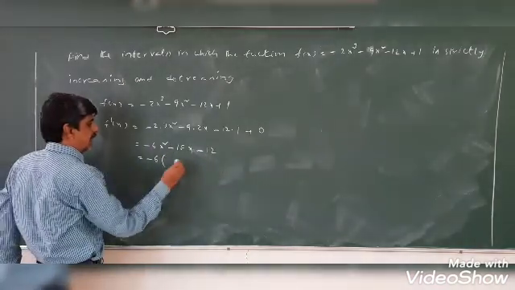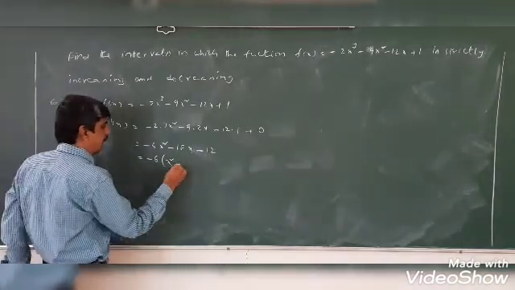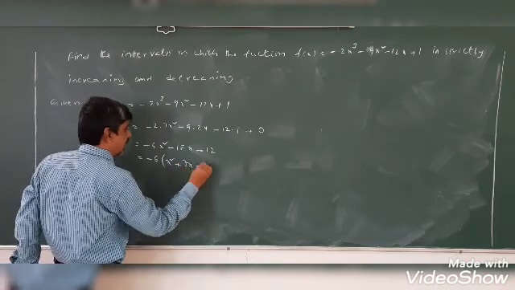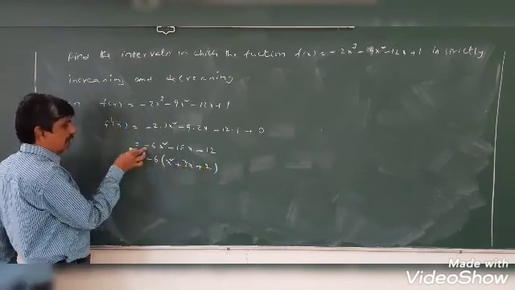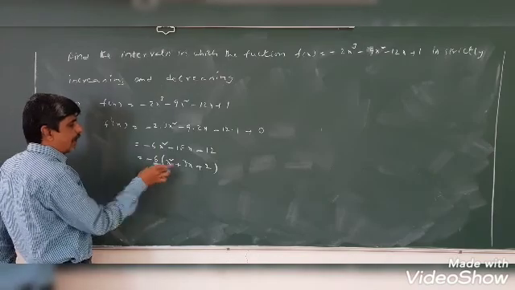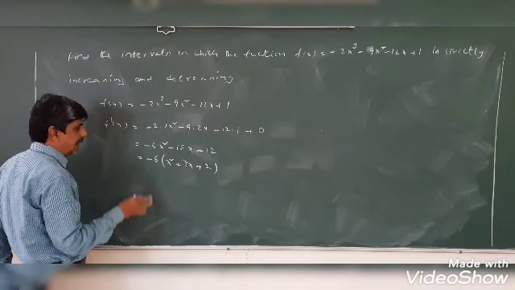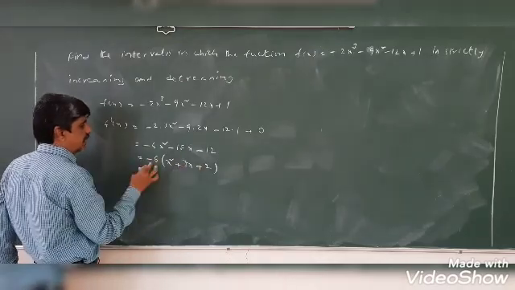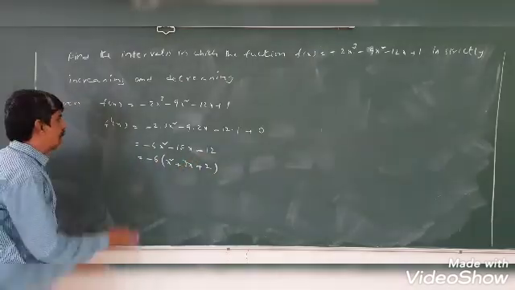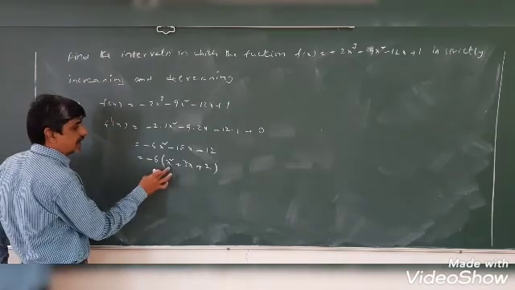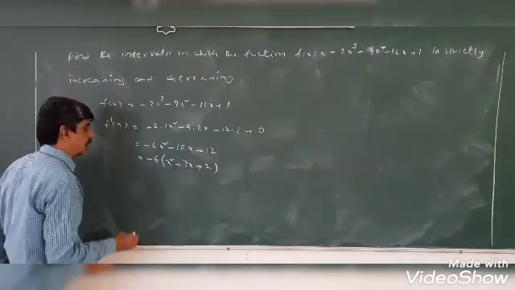So by taking minus 6 out, the remaining is x squared plus 3x plus 2. Minus 6 into x squared is minus 6x squared, minus 6 into 3x is minus 18x, minus 6 into 2 is minus 12. So f dash x is equal to minus 6 into (x squared plus 3x plus 2).